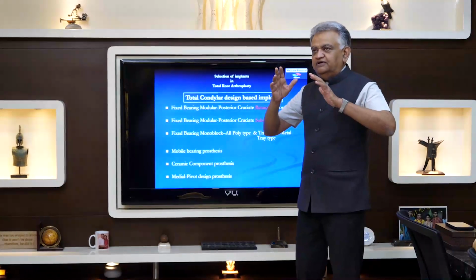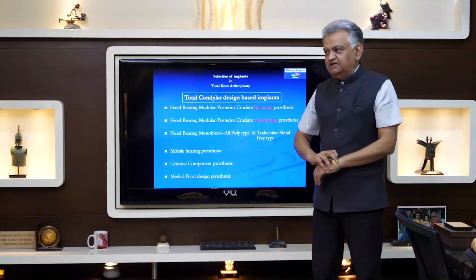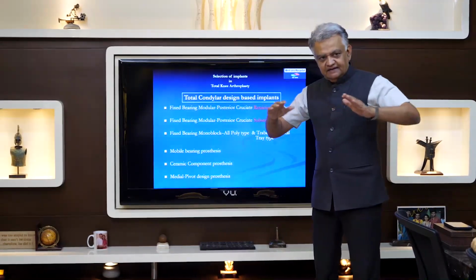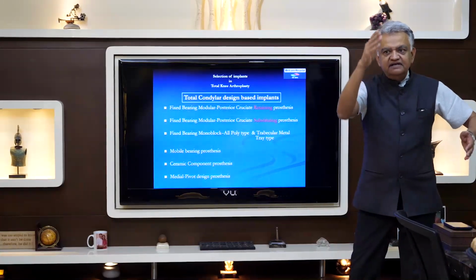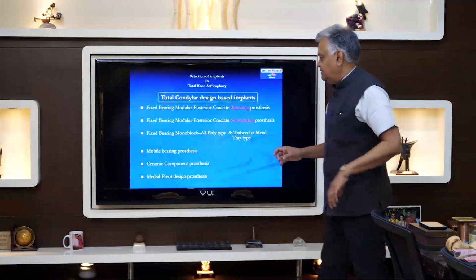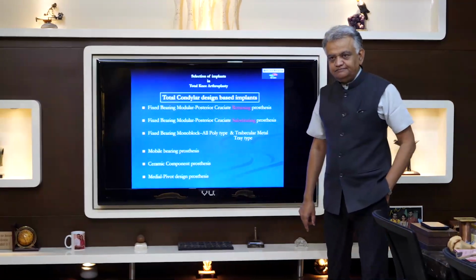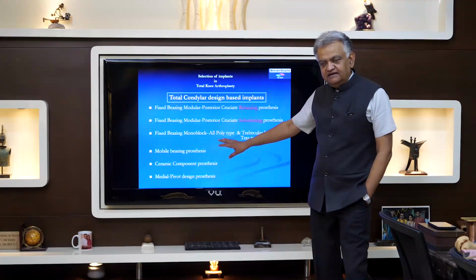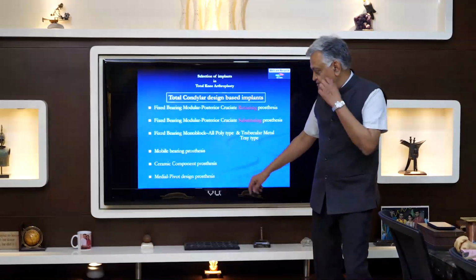So, it's not a singular cascade like this. You need to understand that when we talk about selection of implants, you come to total condylar, and then some of the other subdivisions are not natural linear cascades, but they are certain parallel features. So, you have the mobile bearing. What is the difference between fixed bearing and mobile bearing? Very good. So, you will keep this in mind and you will come across what it means as I go through each one of these.